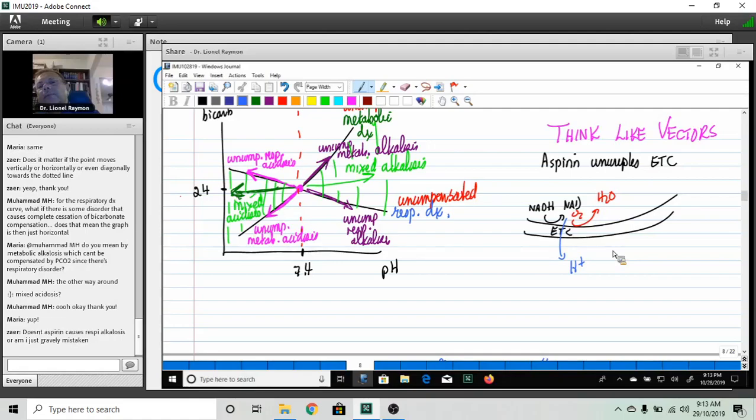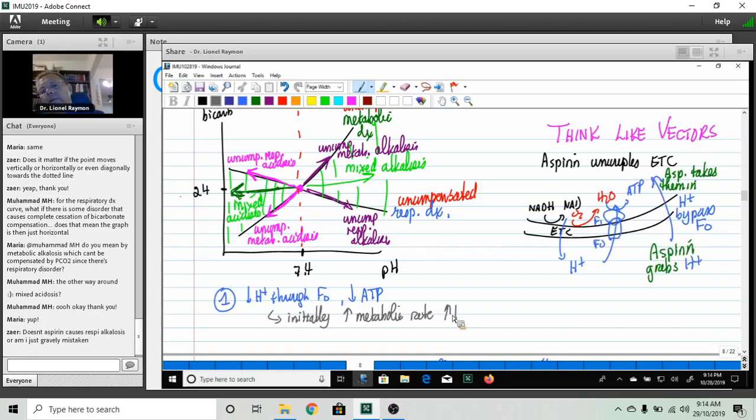So if that's the case, number one, less proton through F0, less ATP. And because there's less ATP, Zaire, it does mean that initially we're going to increase our metabolic rate, therefore increase Krebs, increase ETC to try and make ATP.